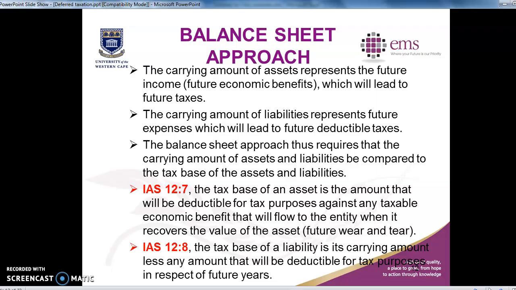Alright, and so we calculate it by saying it's a difference of our carrying amount of our asset, which will be your future income, and then the tax base of the asset. So when we talk about tax base, we need to put on our tax act again, right? And so remember, what is a tax base? The tax base of an asset is future deductions in the form of wear and tear or capital allowances. Okay, I'll delve a little bit deeper later about the tax base of an asset and then the tax base of a liability as well.